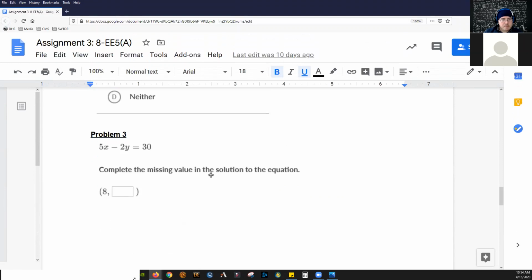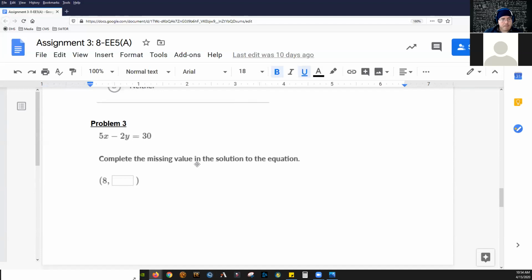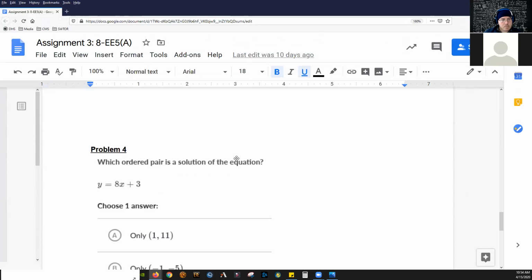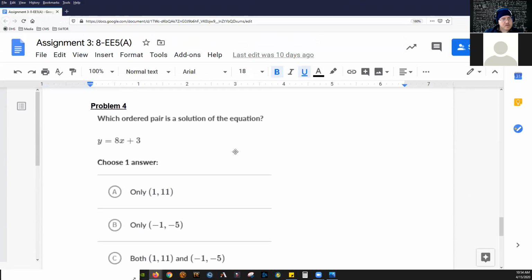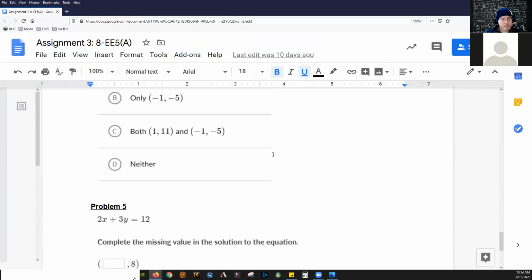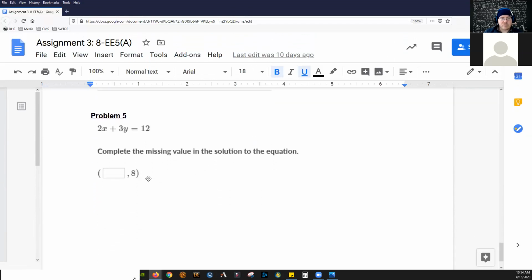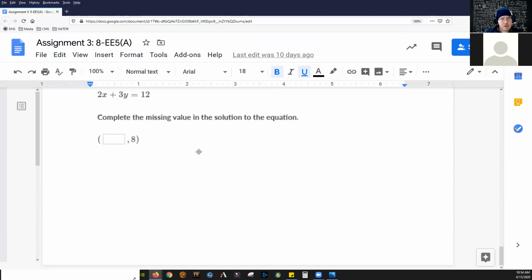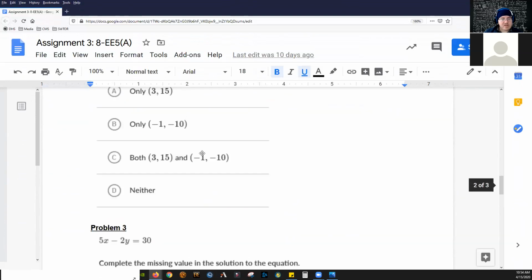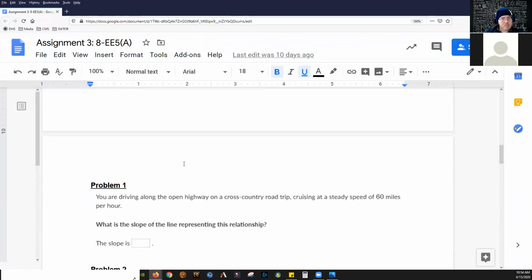Problem 3, complete the missing value. Okay, that's what we just did. So they gave us the x value, so you jam that in here. You'd substitute that in and solve for what y is with some inverse operation work. Problem 4 is another ordered pair solution where you check both the x and y and see if it comes out to be true or false. Again, problem 5 is where you jam in the y value and see what the x value comes out to be. And that's it. So I guess the only one we really haven't touched on explicitly would be this first problem.